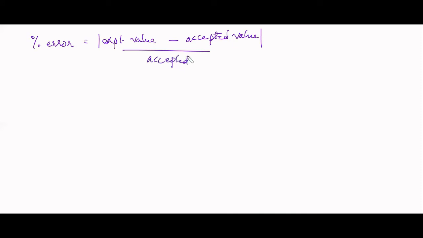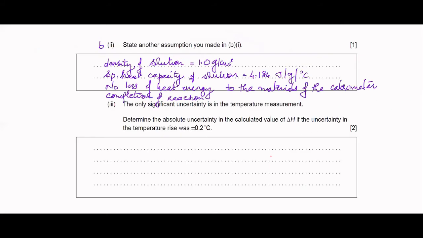We know that percentage error is equal to experimental value minus accepted value over accepted value times 100. So this is the formula to calculate percentage error. We've already been given in the question itself that the uncertainty in the value is plus or minus 0.2. So now this portion has been given in the question.